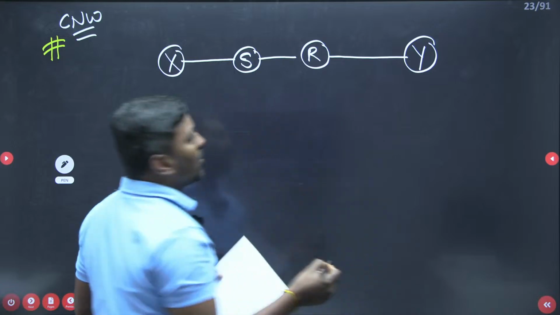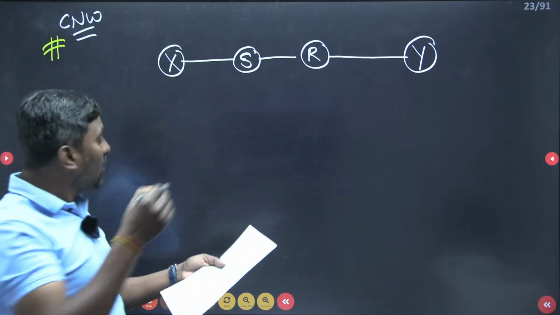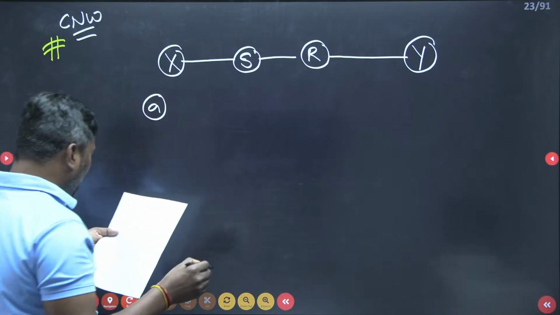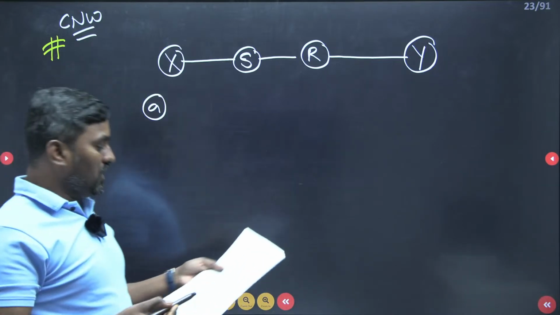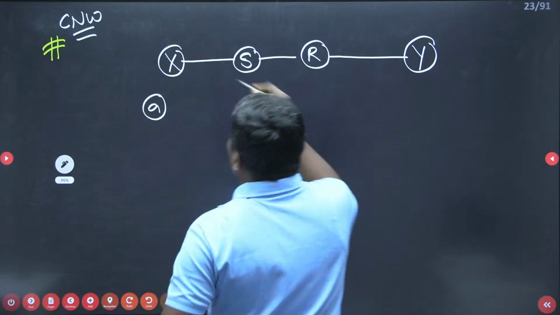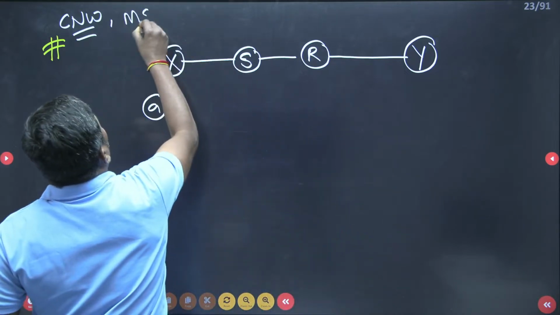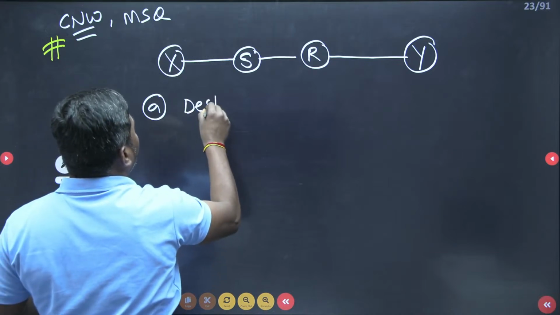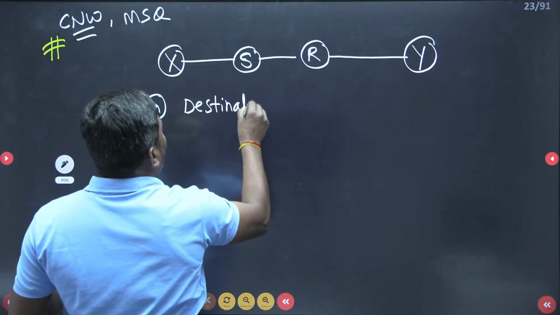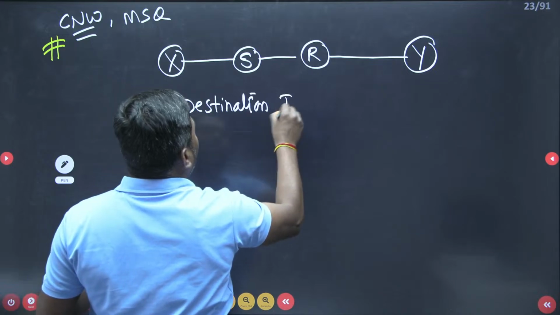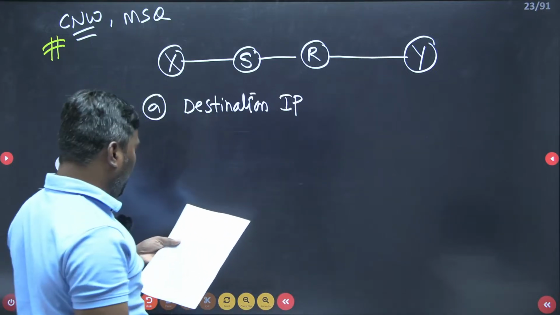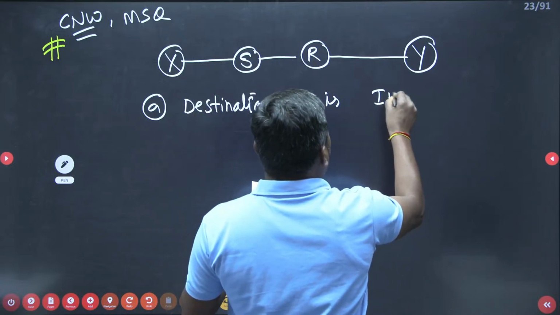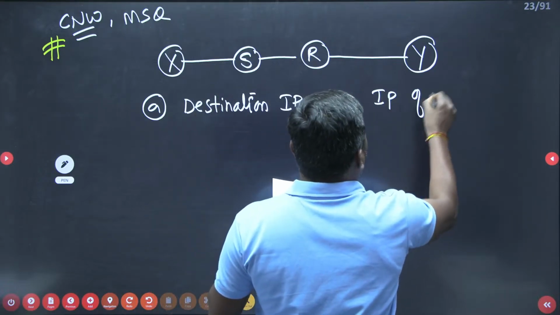Understand? So with this given diagram, options are given like this. Options are like what again? Which of the following statements is/are correct? So this is an MSQ question. Option A says that destination IP of Y is IP address of Y.